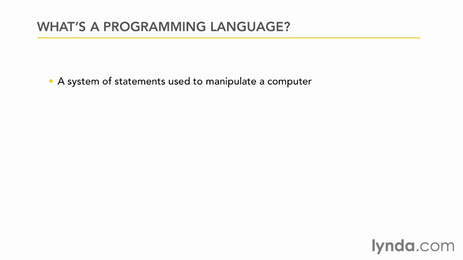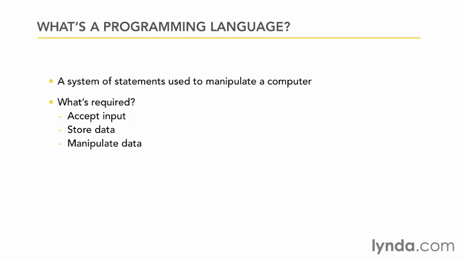For our purposes, a programming language is a system of statements that are used to manipulate a computer. At a practical minimum, a programming language must give you the ability to accept data input, store the data, manipulate the data, and then send the results of those manipulations to an output device such as your monitor, a file, or a printer. Input, storage, manipulation, and output. Every programming language must have those basic features.